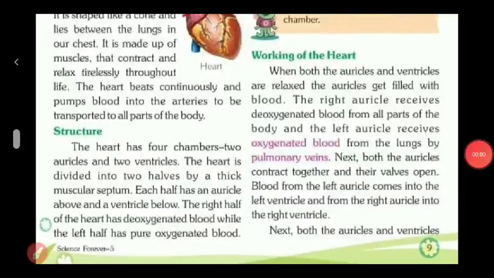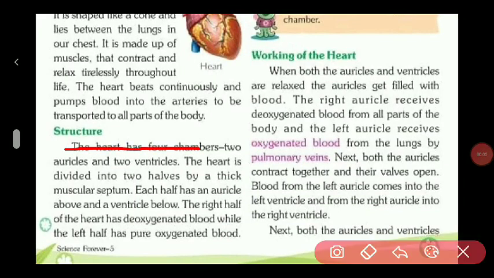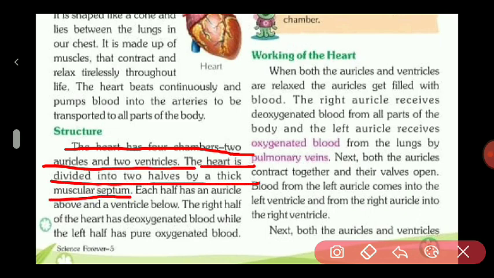Now let us discuss the structure of the heart. The heart contains 4 chambers, 2 auricles and 2 ventricles. The heart is divided into 2 halves by a thick muscular septum. Each half has an auricle above and a ventricle below.